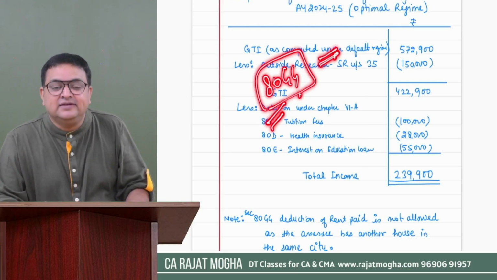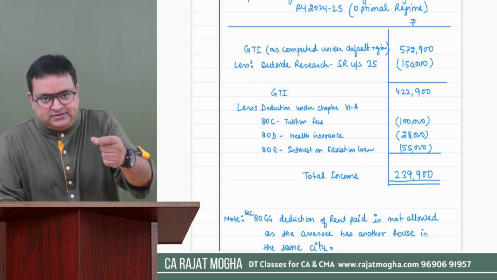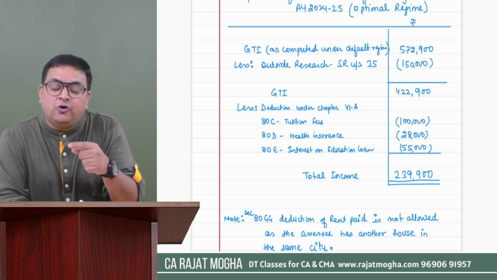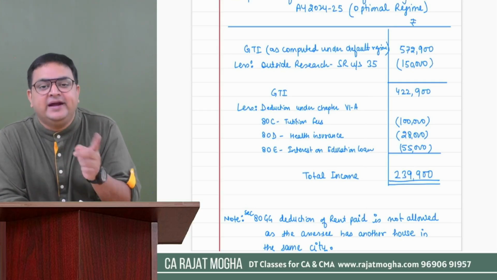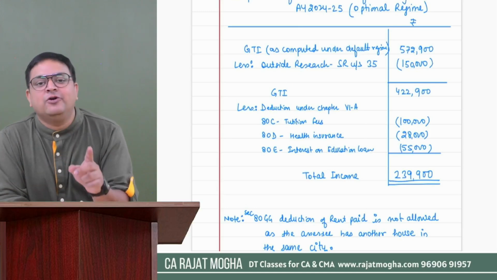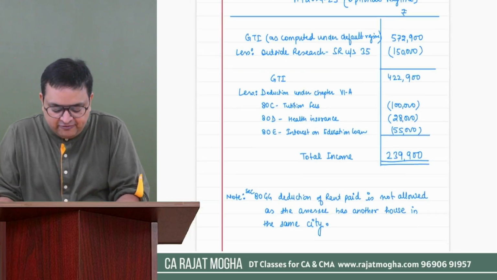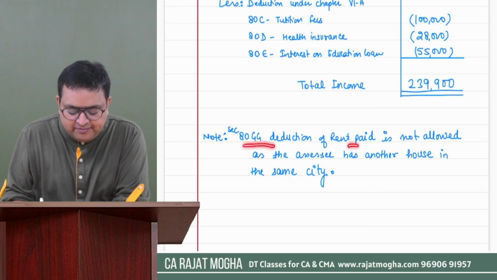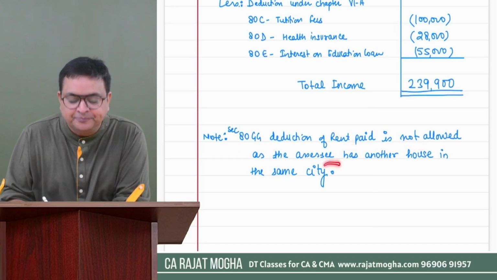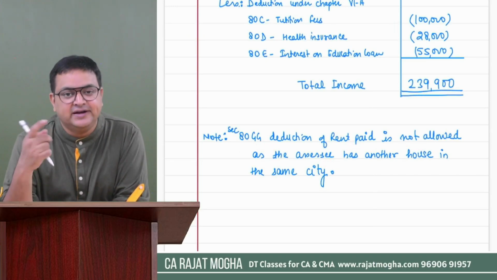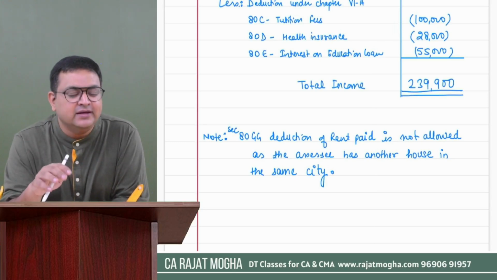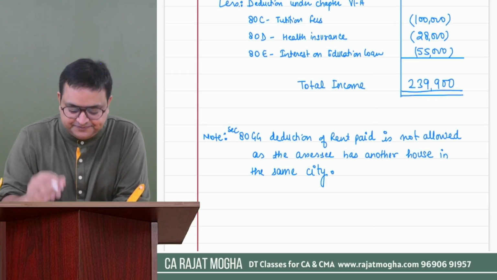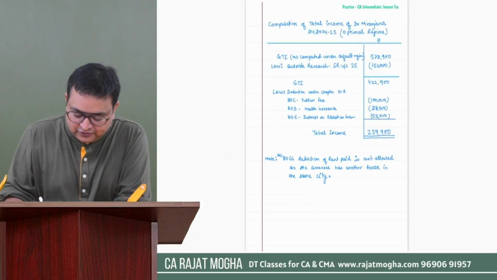So here in this case, the assessee was paying rent in Surat, correct, in Gujarat, in Surat, and they also have a house which was being let out, that too in Surat. So we cannot give 80GG over here. So I have mentioned that particular thing by way of a note, that the 80GG deduction of rent is not allowed over here, because why? The assessee has another house which is let out in the same city. If they have the house, then they cannot claim deduction under section 80GG. Correct. So I've mentioned it over here.